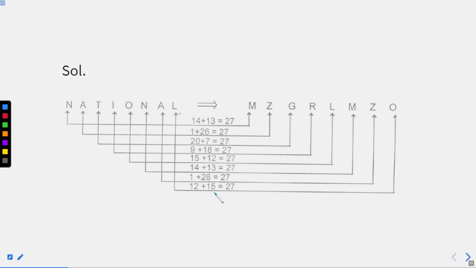So what are we supposed to do? We are supposed to write the place value and subtract it from 27. Then we'll get another place value, and that place value will relate to some letter. 13 belongs to M, 26 belongs to Z, 7 belongs to G, 18 belongs to R, 12 belongs to L and so on, 15 belongs to O. This is how we are coding the word NATIONAL into this word, right?